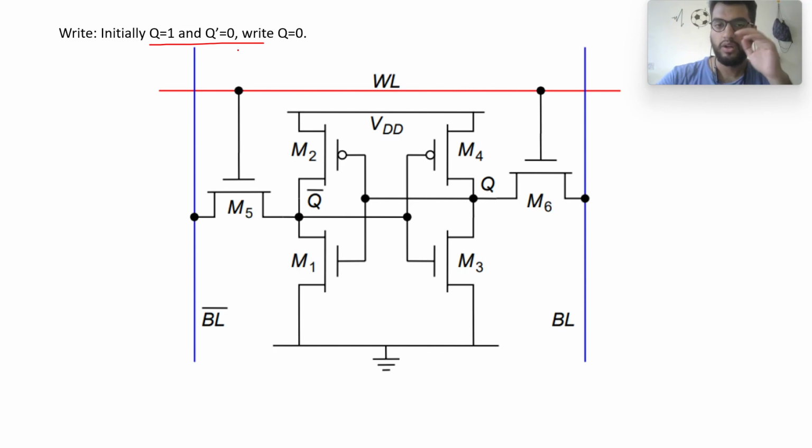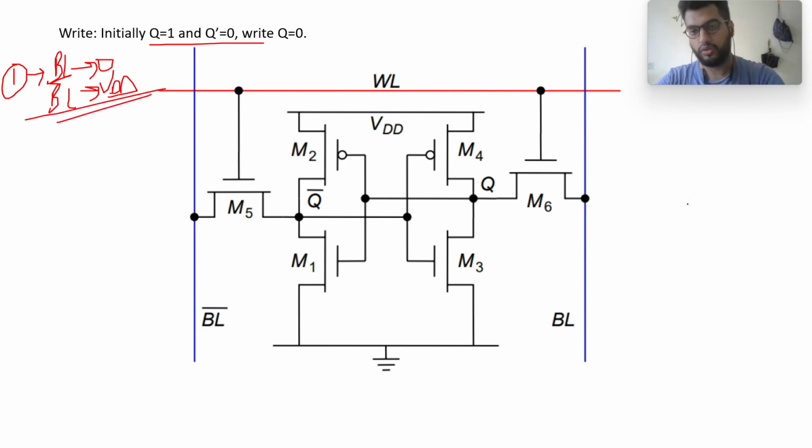So what I will do, it is done in two phases. In phase 1, whatever value you want to put, we'll put that on its corresponding bit lines. We want Q equal to 0. So the bit line will be precharged to ground, meaning the bit line will be connected to ground, and the bit line bar will be precharged to VDD. So it will be grounded here, and this will be charged to VDD.